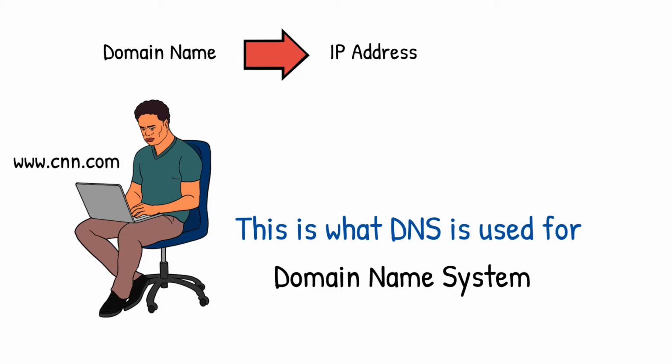It's a naming system that computers use to map a domain name to an IP address. So when it sees a domain name, it knows the IP address that is mapped to it, so it knows what IP address to use to communicate with the computer that owns that domain name. Now, the DNS process is pretty simple.